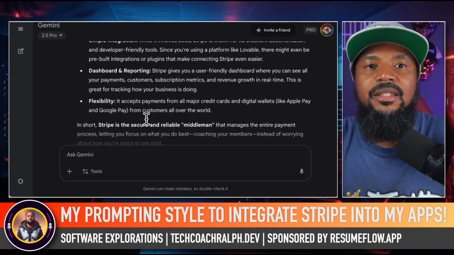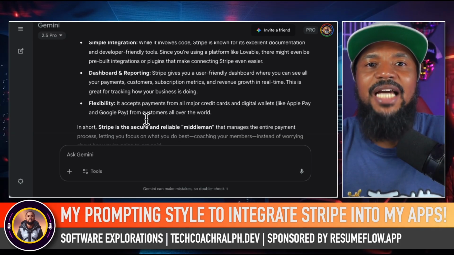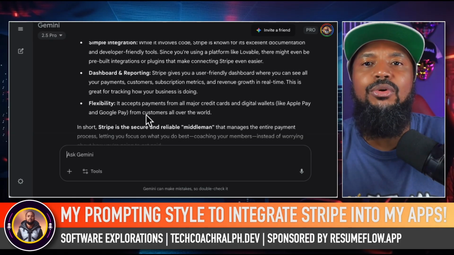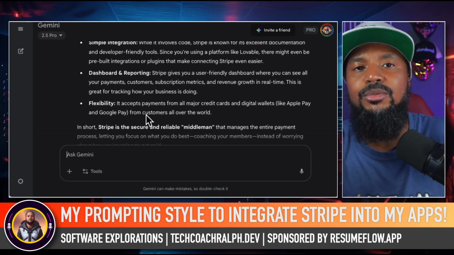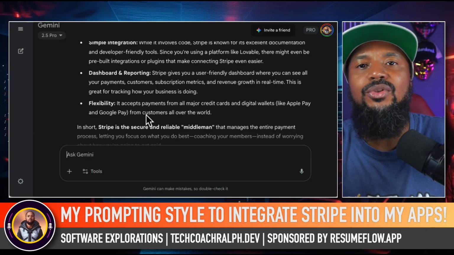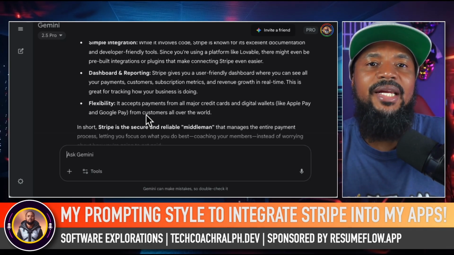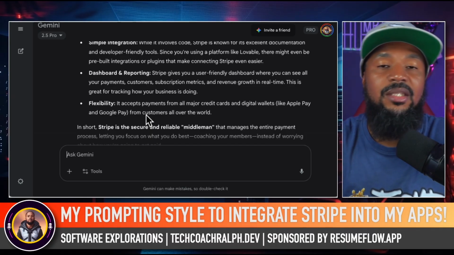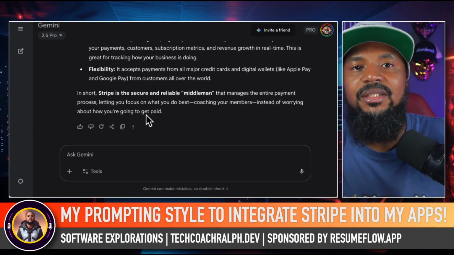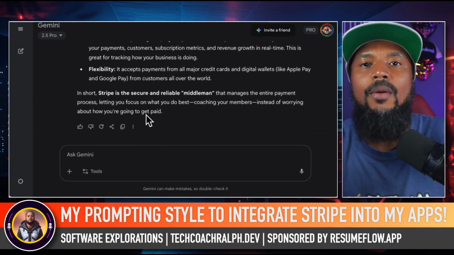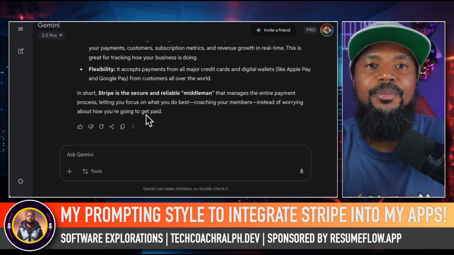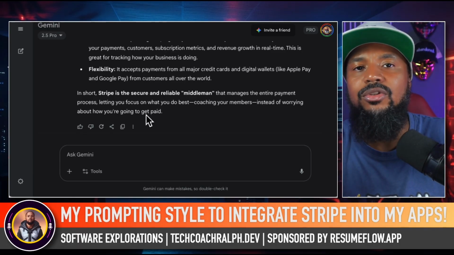All right, so dashboard reporting. Stripe gives you user-friendly dashboards where you can see all your payments, customers, subscription metrics, and revenue growth in real time. This is great for tracking how your business is doing. It does a really good job at that. And then flexibility. It accepts payments from all major credit cards and digital wallets like Apple Pay and Google Pay, from customers all over the world.